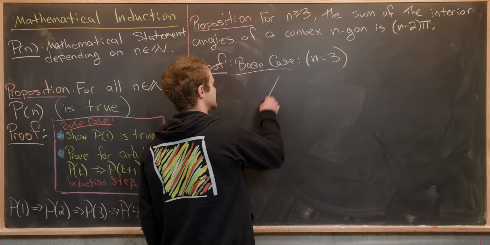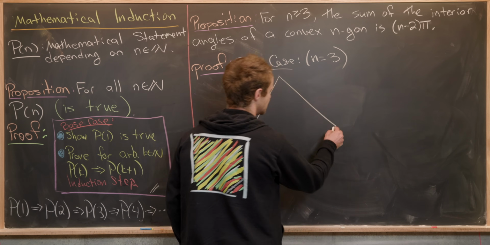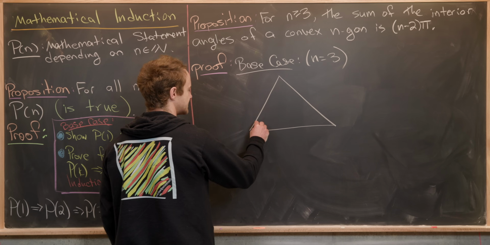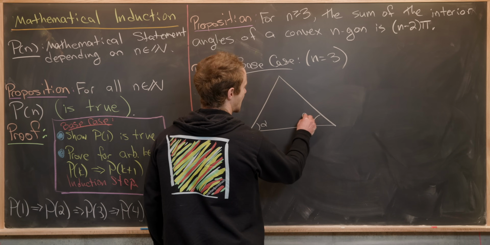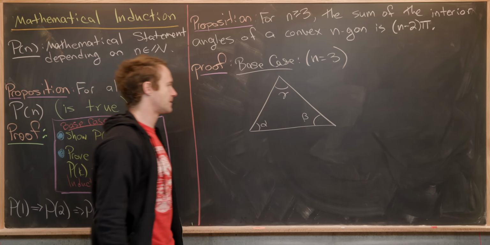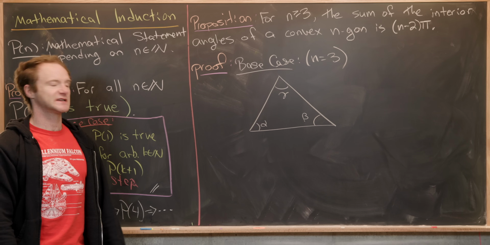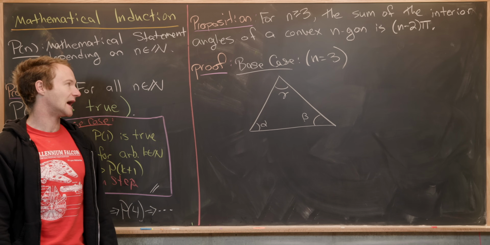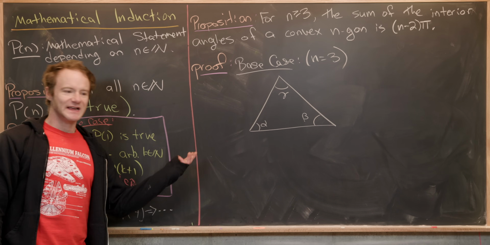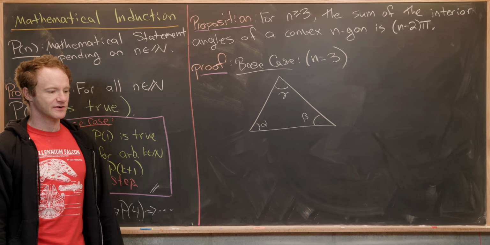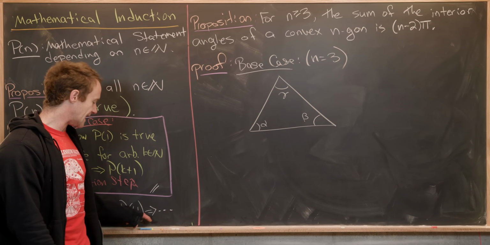And so that means we want to start with the triangle. So I'll just draw my triangle like this. I'll label these angles alpha, beta, and gamma. What we want to do is show that alpha plus beta plus gamma is pi. So it's well known that the sum of the interior angles of a triangle is 180.